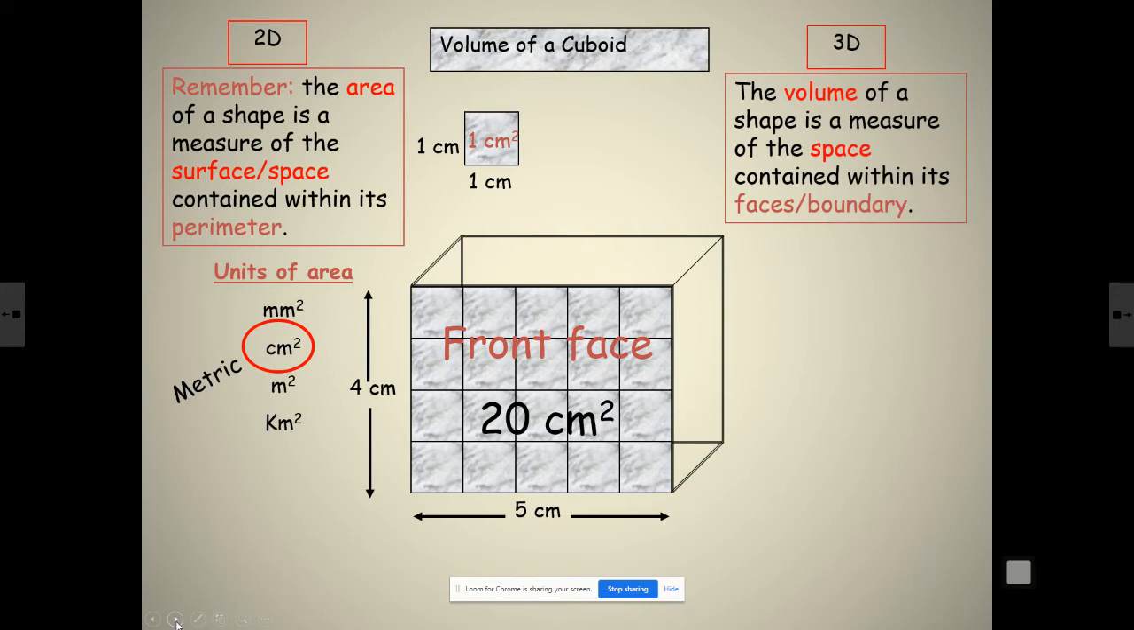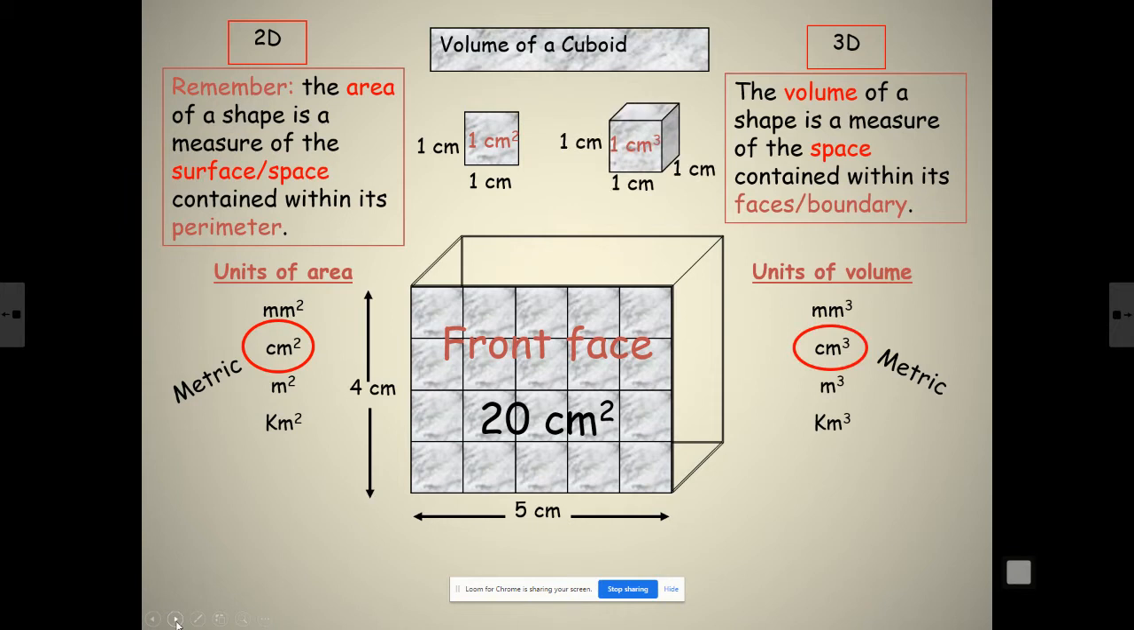The volume of a shape is a measure of the space contained within its faces. So whereas the area was inside the perimeter, the volume is inside all those areas around the outside of it. And we go from squares to cubes to fill it in. It's 3-dimensional, so we need a 3-dimensional shape to fill it. And there we have it.